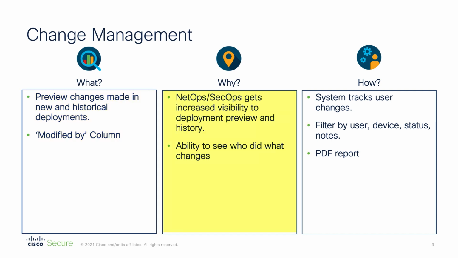The network and security operations teams have more granularity and the ability to see who made what changes in a new or a historical deployment. This is achievable as the system tracks changes on a per user basis. Additionally, the deployments have various other filters for old and new deployments. We can also download a PDF report for the deployments, which provides the difference of old versus new configuration. Now let's have a quick look at the demo.